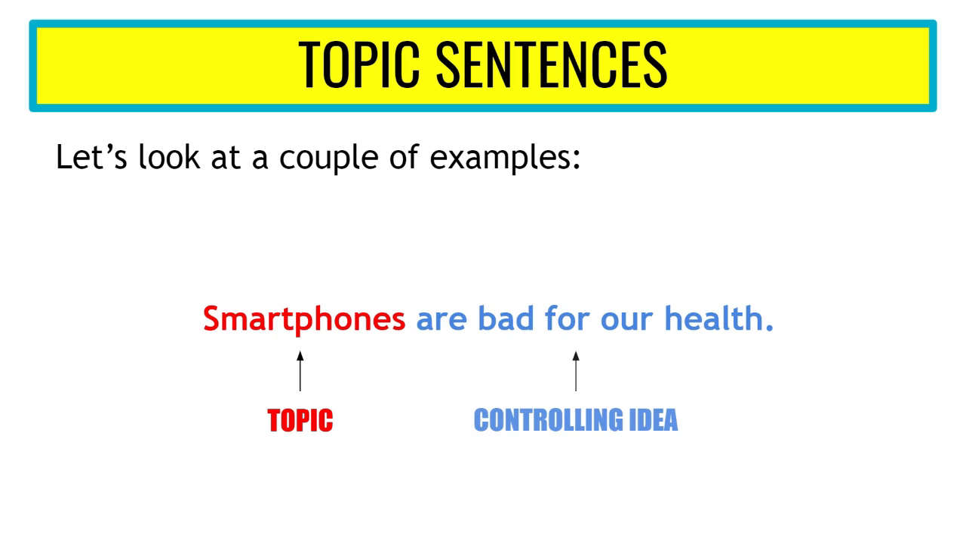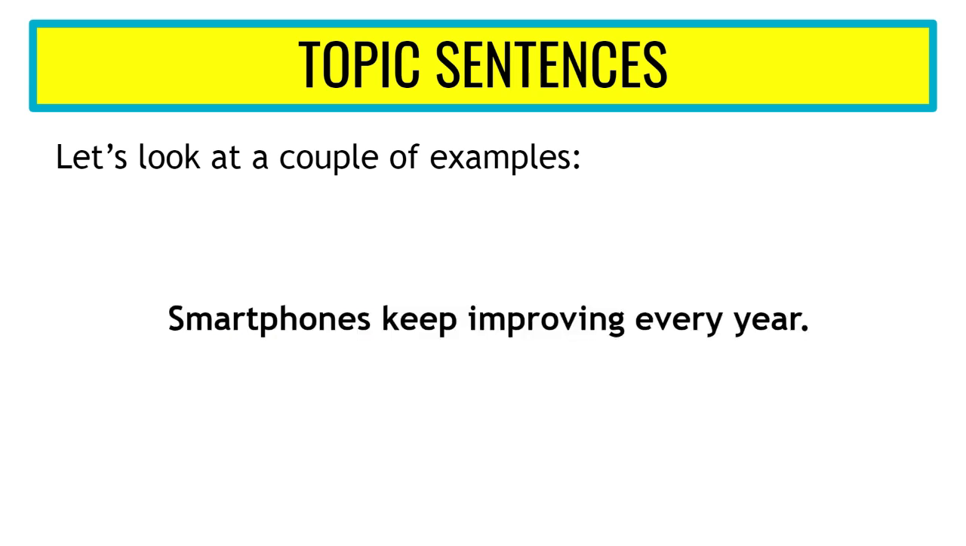And finally, smartphones keep improving every year. Again, smartphones is the topic, keep improving every year is the controlling idea. So as you can see, you can have the same topic, but with a different controlling idea, you can really change the point of view in the rest of your paragraph. The first sentence was a good point about smartphones, the second sentence was a negative or a bad point about smartphones, and the third sentence here is a general idea about smartphones.